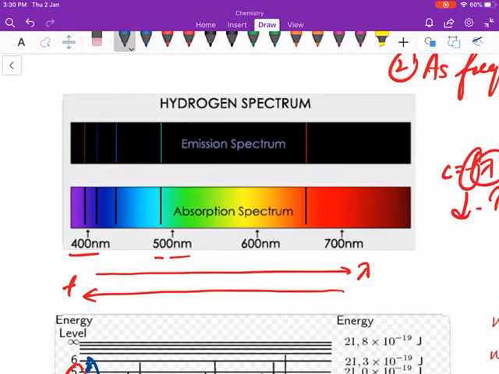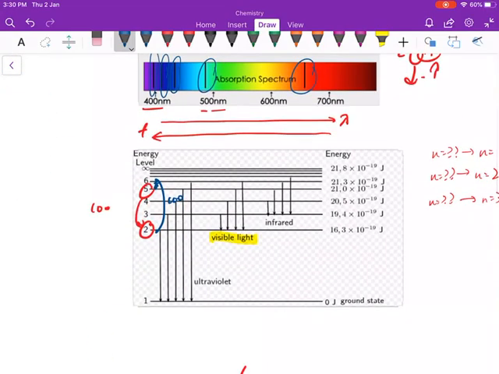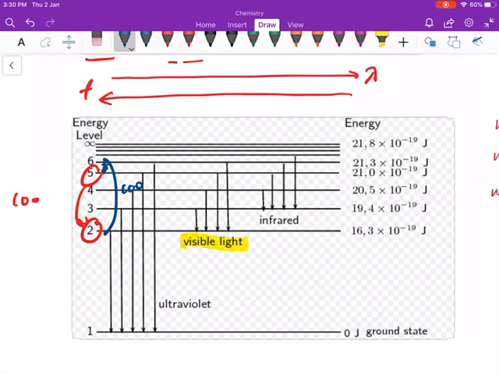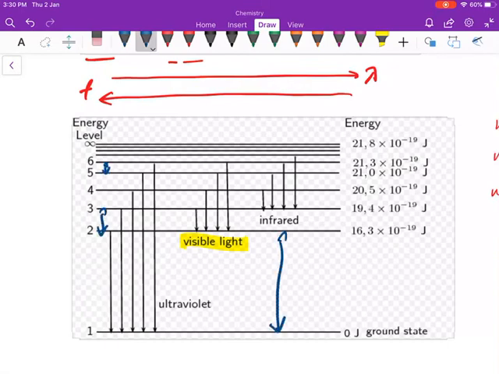And you can actually see this. You can see the gap here, it's getting smaller and smaller. And you can see from this diagram again, the gap between 6 and 5 is that, 3 and 2 is that, and 2 and 1 is that. So what is the explanation for that?